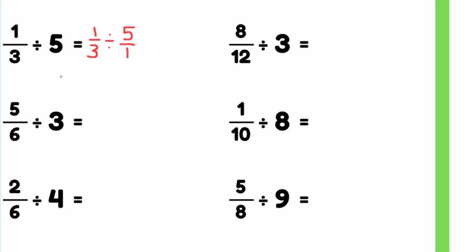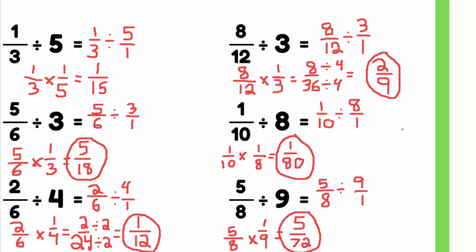Now we do KCF. We're going to keep our original fraction, 1/3. We're going to change our division symbol to multiplication, and then we're going to flip our second fraction. So now we have 1/3 times 1/5. 1 times 1 is going to give us 1. And then you do your denominator times your denominator. 3 times 5 is going to give us 15. So 1/15 is our final answer. How about you pause here and try the rest of these practice problems on your own, and then when you unpause, you can see how you did.